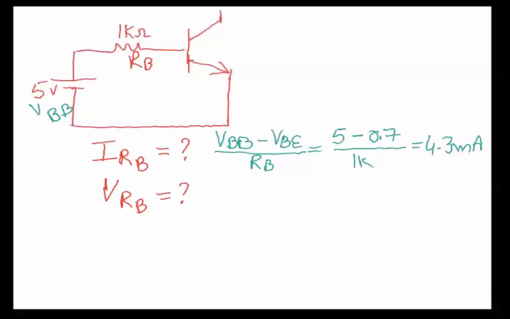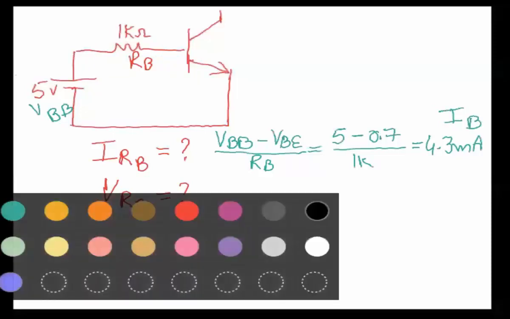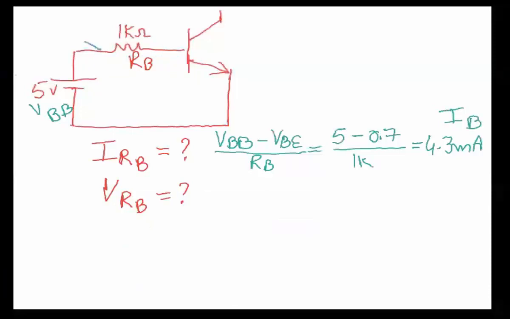That's the current flowing through the base. You can call it the current flowing through the base, or the current flowing through the base resistance, because this whole thing is in series until here. So this one you can also call the base current as well. So that means I have 4.3 milliamps going down towards the base side.